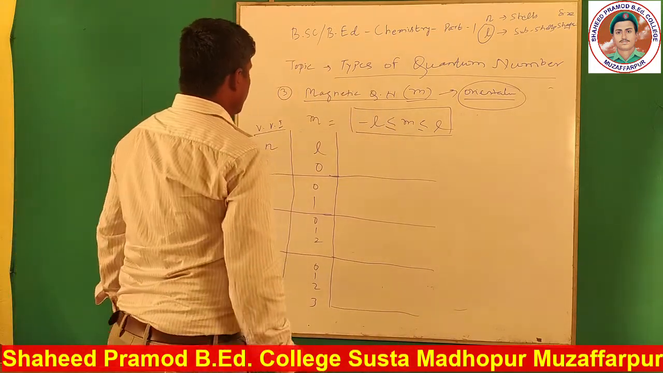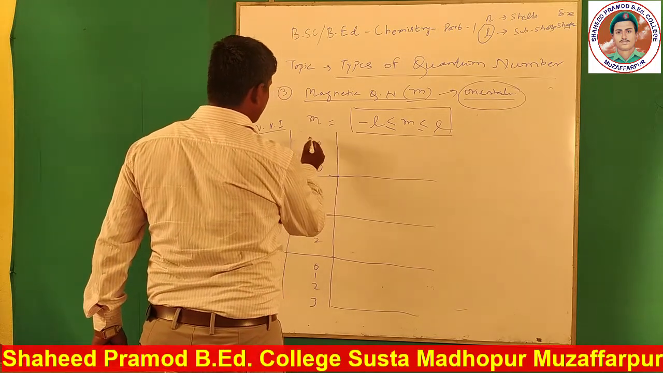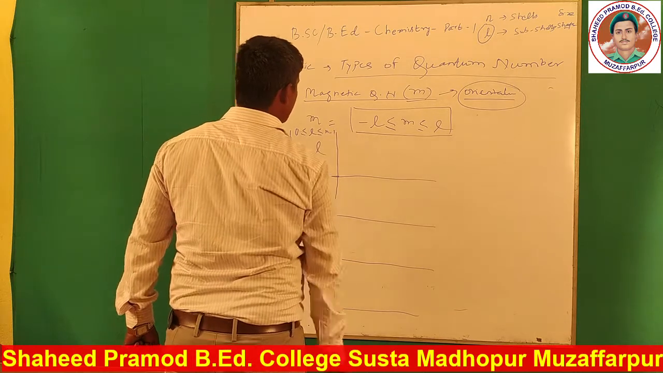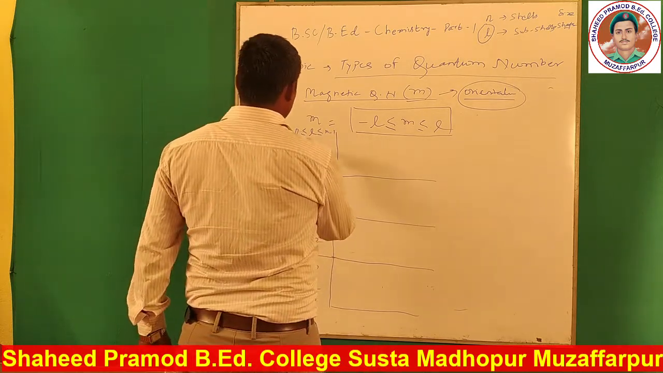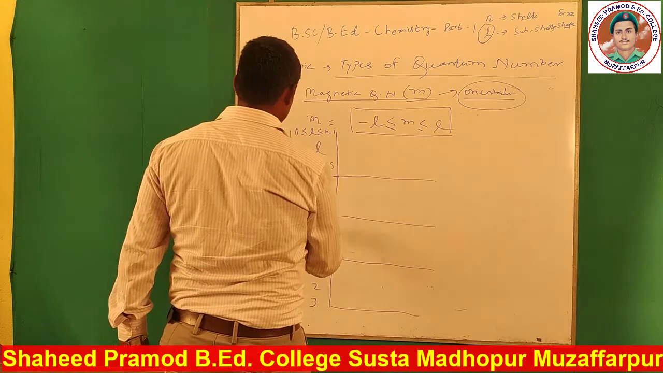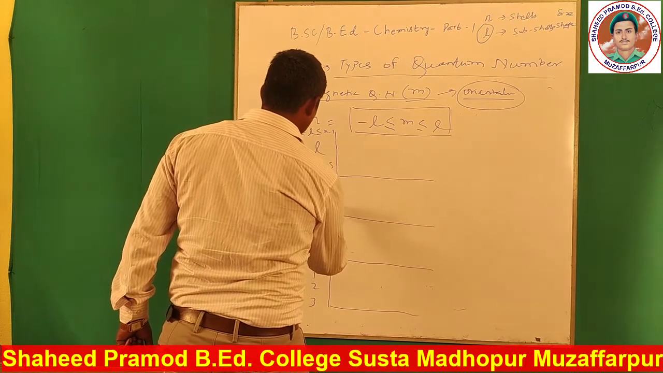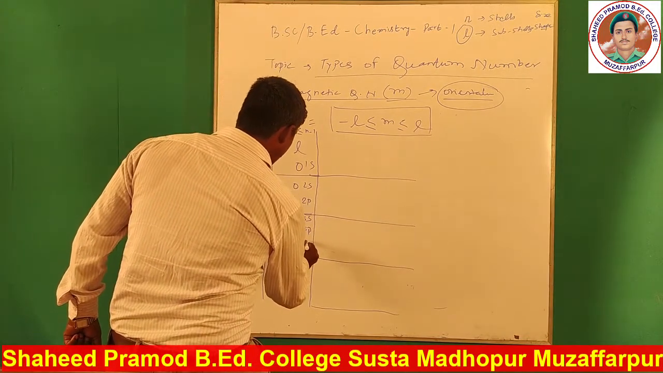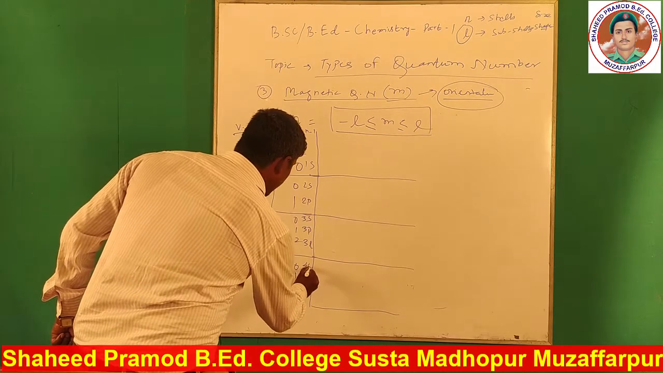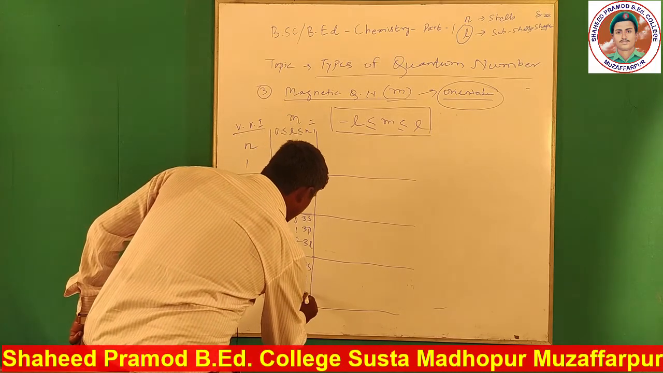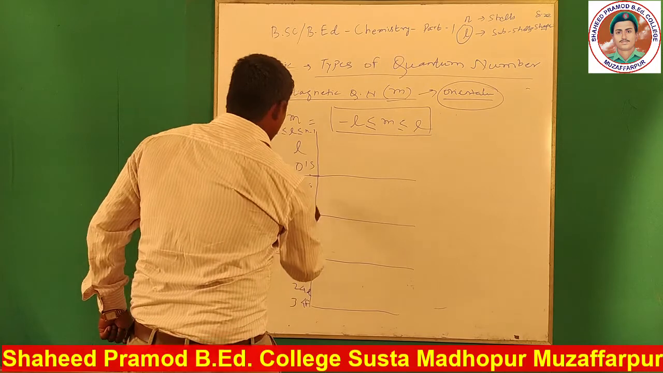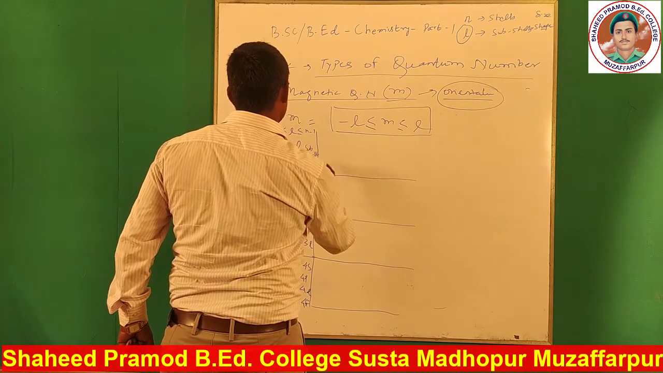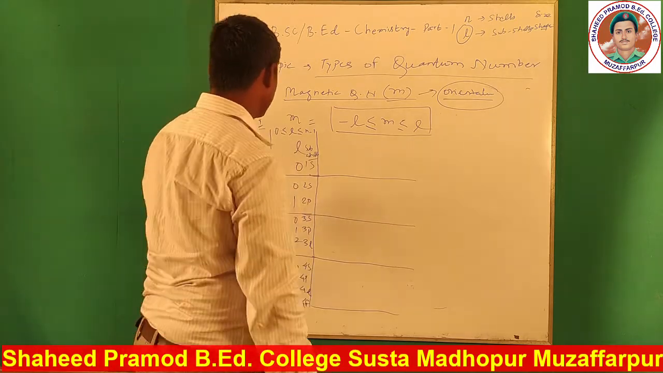So the value of L, what is the range of L? 0 to n minus 1. So the value of L, this is s subshell, this will be 1s, 2s, 2p, 3s, 3p, 3d, 4s, 4p, 4d and 4f. So this is the notation of subshells for a particular principal quantum number as well as azimuthal quantum number.